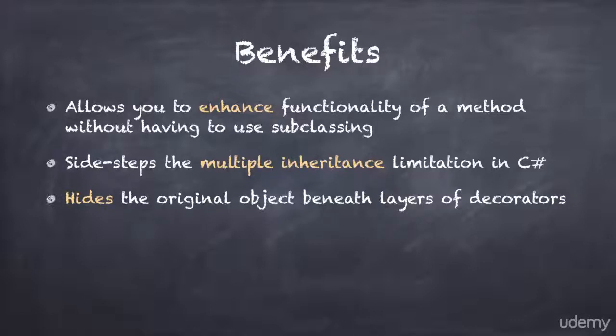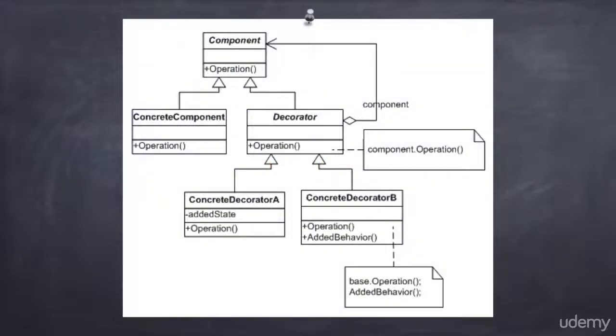Here is the UML diagram of the decorator pattern. At the top of the class hierarchy is the Component class. This is an abstract base class that defines the common interface for the original object and all decorators. In the diagram, the class has one single abstract method called operation.